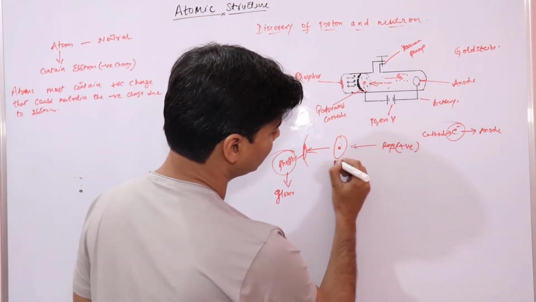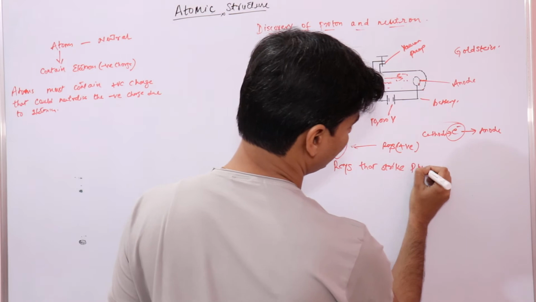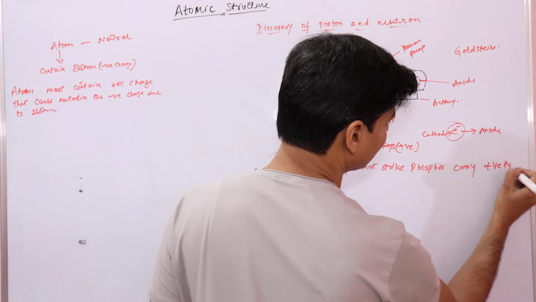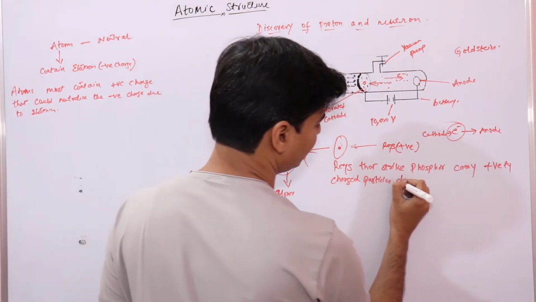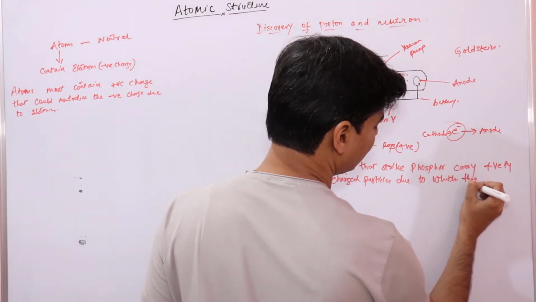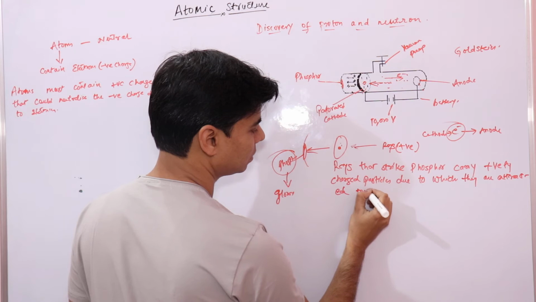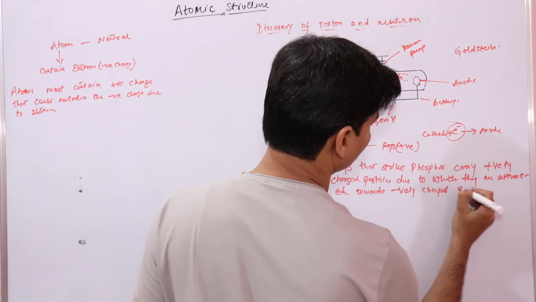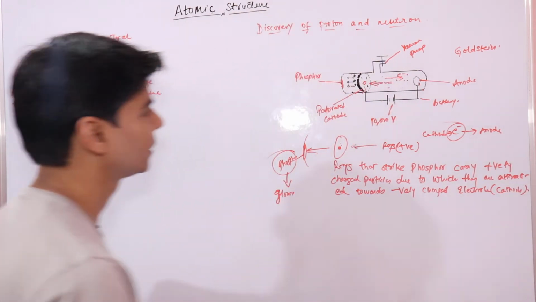So now one thing is sure, that the rays that strike the phosphor carry positively charged particles, due to which they are attracted towards the negatively charged electrode, which is your cathode, right?